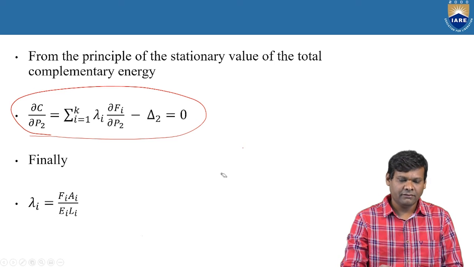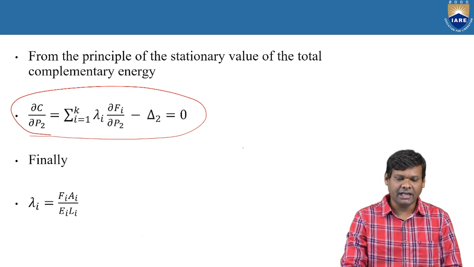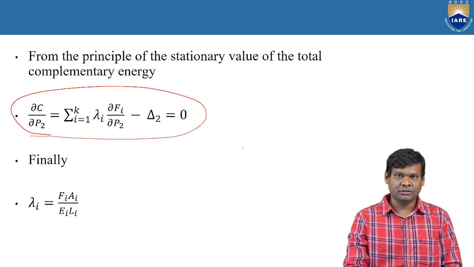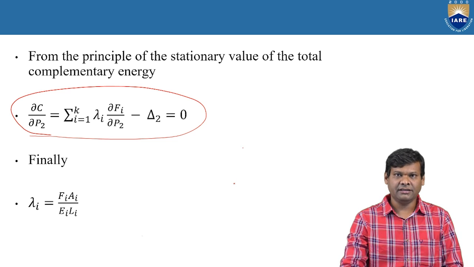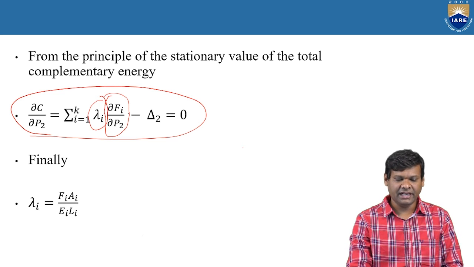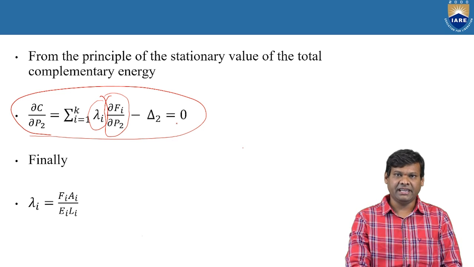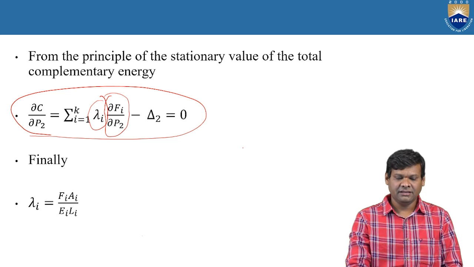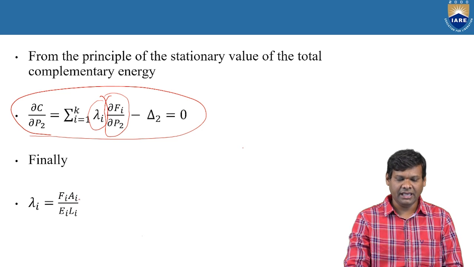Now, we already know the force existing in a member. We can calculate it through the method of joints. If we know Fi, we can also determine dou Fi by dou P2. And what we need to determine is lambda i. Lambda i is not an eigenvalue. Don't be confused with the eigenvalue. It is an extension, given as Fi Li divided by Ai Ei.